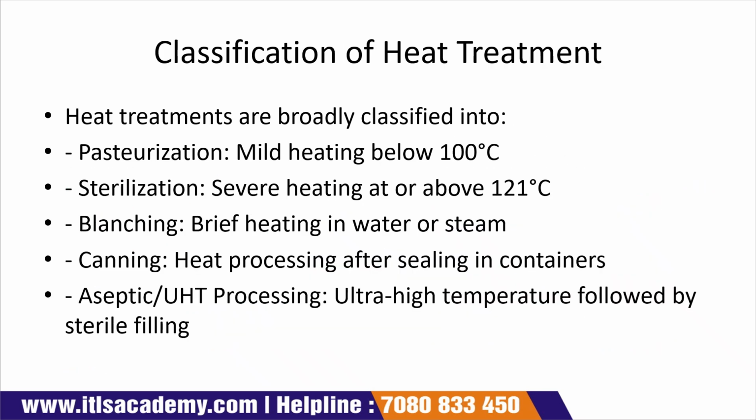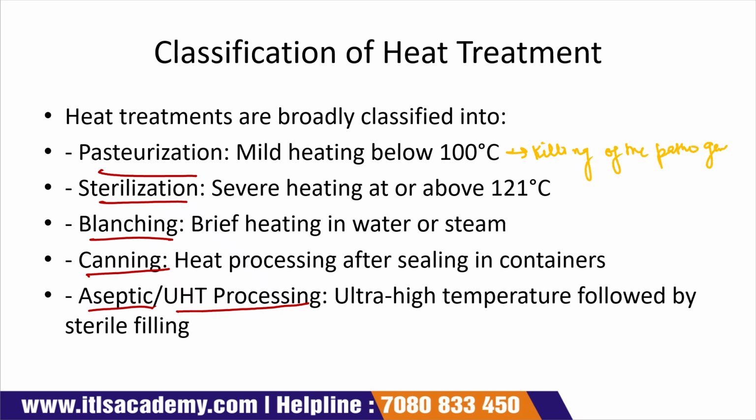Classification of the heat treatment. Heat treatment can be classified in the following way: pasteurization, sterilization, blanching, canning, and aseptic UHT process. Pasteurization is when we use a mild heat for killing pathogenic microorganisms, where the temperature is below 100 degrees Celsius.